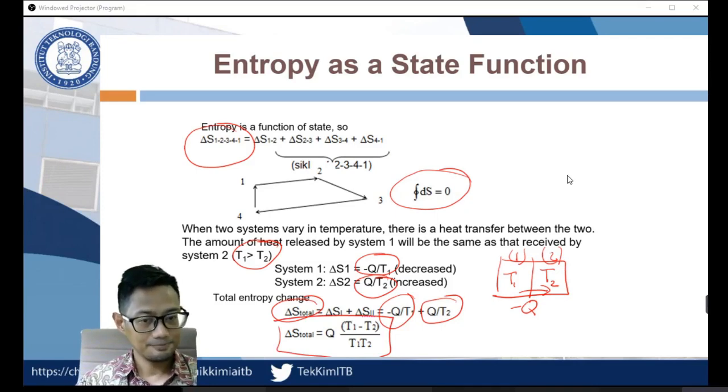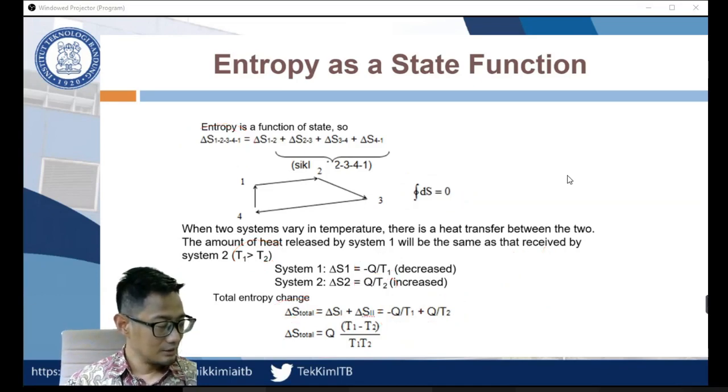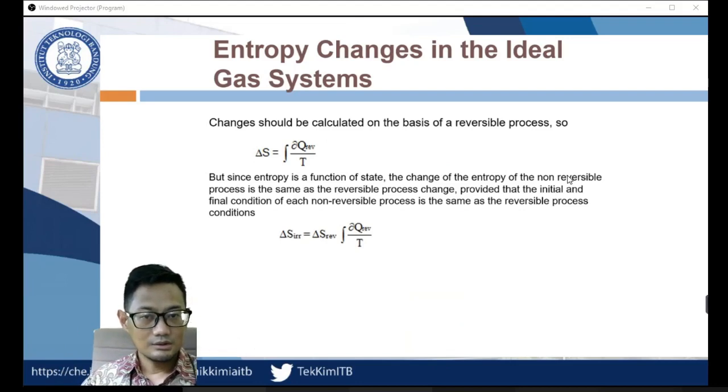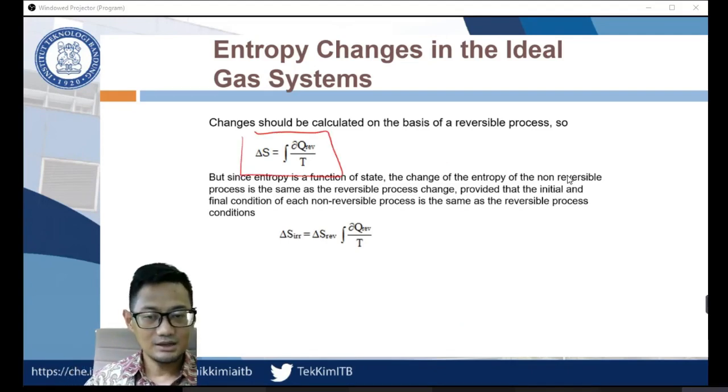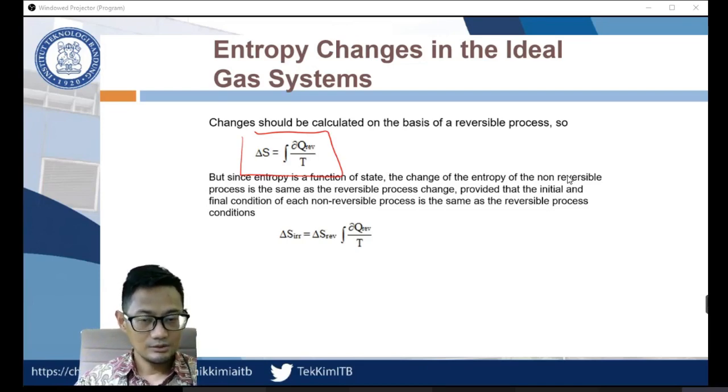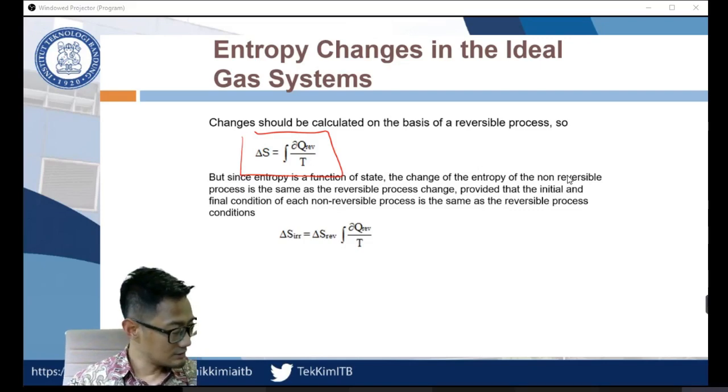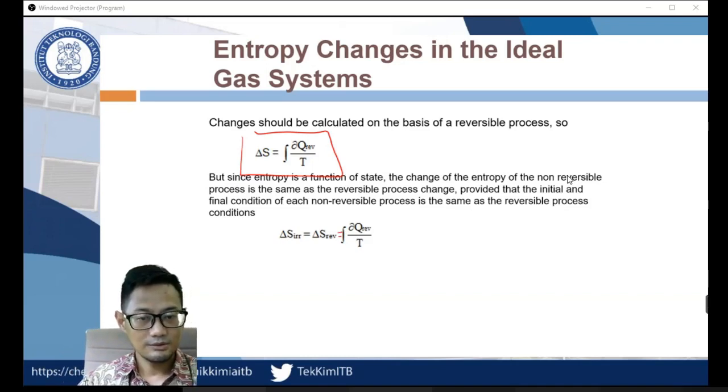Up to this point, any question? It's simple, right? With this principle of entropy. Now, why do we have to understand entropy? This is the main reason. Remember, by definition, delta S is equal to Q reversible by temperature. Okay? And remember that delta S irreversible is equal to delta S reversible, which is equal to Q reversible divided by temperature. Okay?